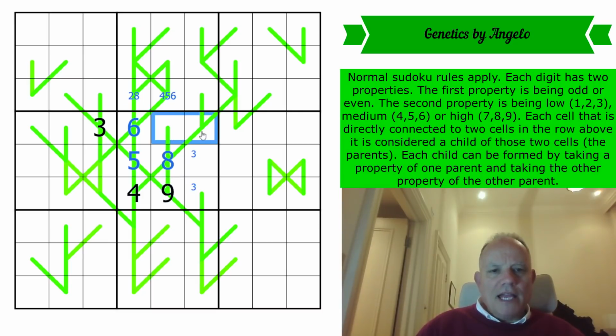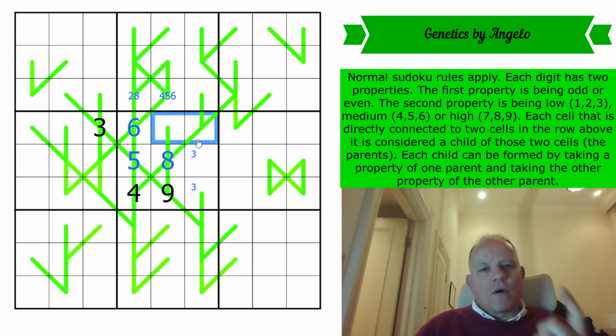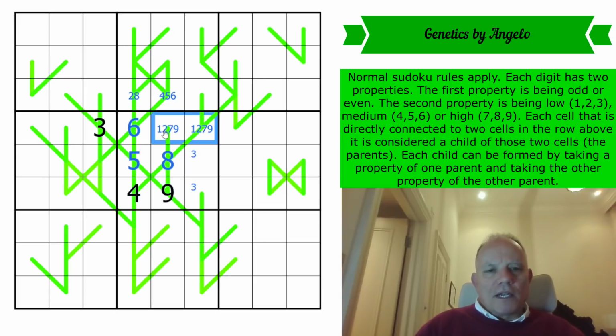Now, what are 8's parents? We've got 1, 2, 7 and 9 left to fill in the box. Now, 1 cannot be a parent of 8 ever at all. Oh, and no, sorry, we don't have 1, 2, 7, 9. We have 1, 2, 7, 3, but we can't have a 3 here. So 1 can't be a parent of 8. So 8's parents are 2 and 7. It's getting even from 2 and high from 7. And this is now a 3, 1 pair.